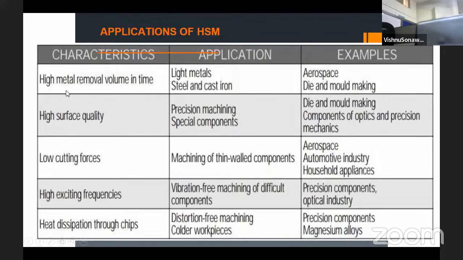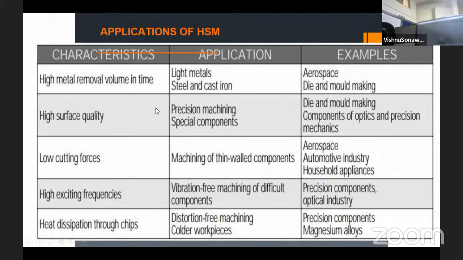See, high metal removal volume and time. It is used in light metals, steel, and cast iron. For example, we are doing thin-walled cylinders, thin-walled applications in aerospace, and die and mold making, these male and female parts, the die and the punch.